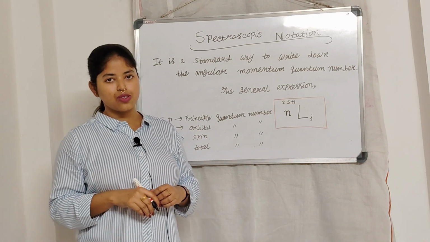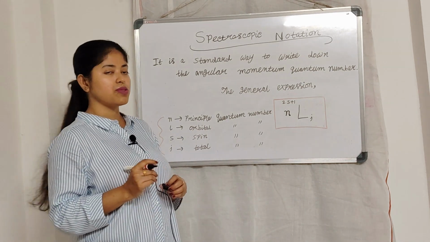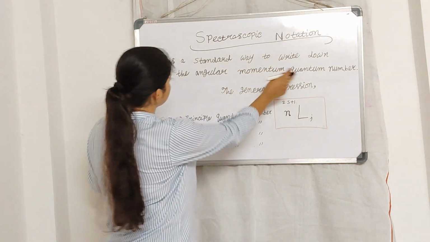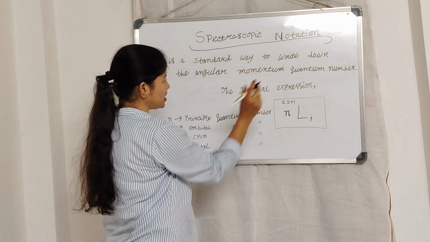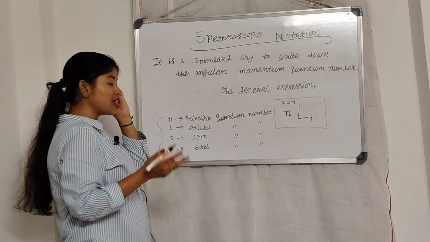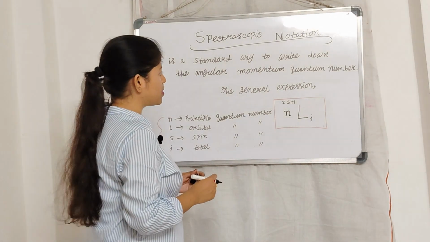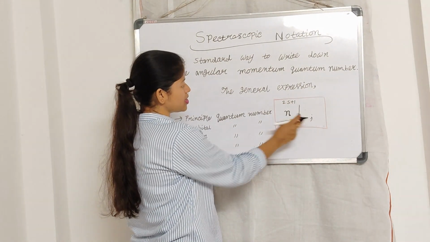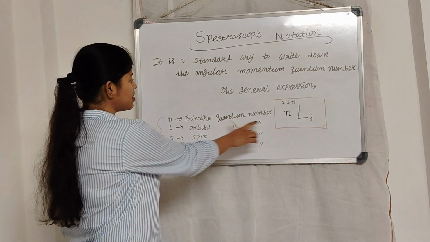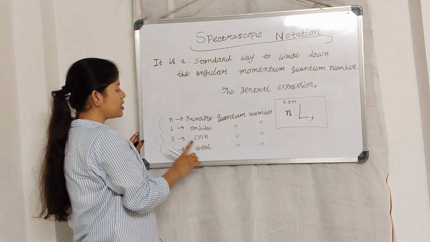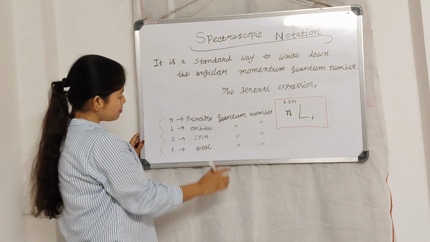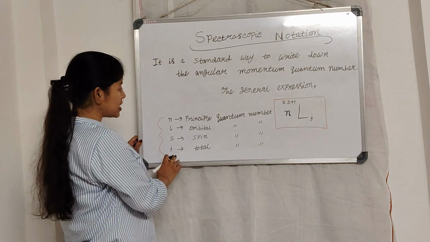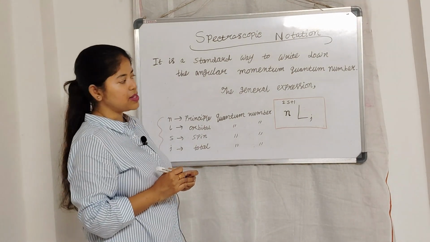Welcome everyone. So today we'll learn about spectroscopic notation. It is a standard way to write down the angular momentum quantum numbers. The general expression for spectroscopic notation is 2S plus 1, n, L, J. Here n is the principal quantum number, L is the orbital quantum number, S is the spin quantum number, and J is the total quantum number.